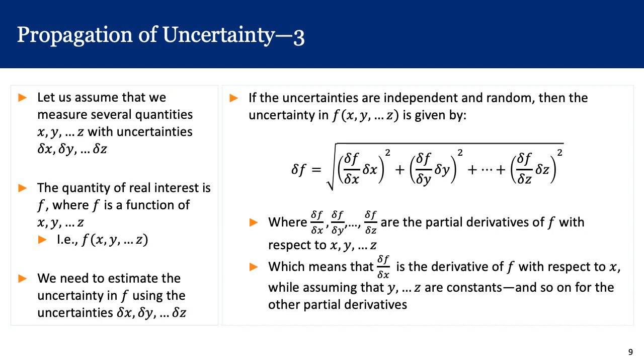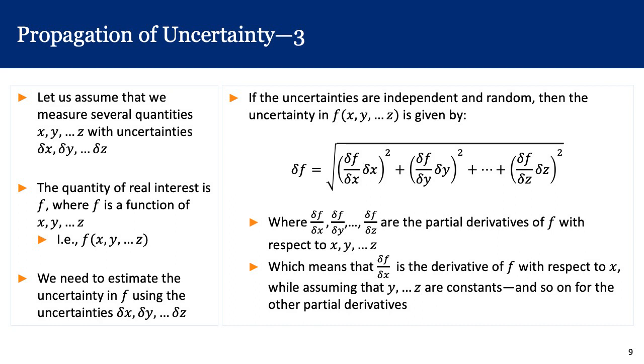Delta f, which is the uncertainty in f, is equal to the square root of: delta f divided by delta x times delta x, squared, plus delta f divided by delta y times delta y, squared, plus delta f divided by delta z times delta z, squared. In this equation, delta f over delta x, delta f over delta y, and delta f over delta z are the partial derivatives of f with respect to x, y, and z.